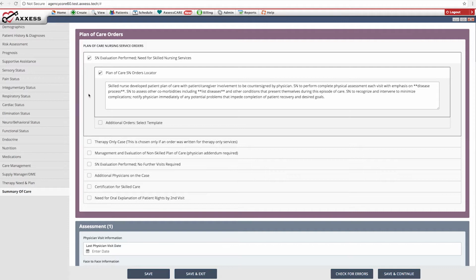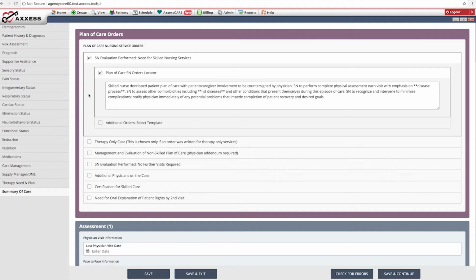And then it says skilled nurse to assess other comorbidities. And this is where you want to identify those disease processes that will affect your plan of care, that you will assess, not necessarily teach on, but you will assess. And if there are any problems, you will notify the physician promptly and determine whether or not another plan of care needs to be developed for that particular disease process.